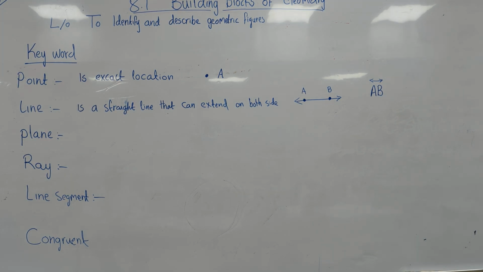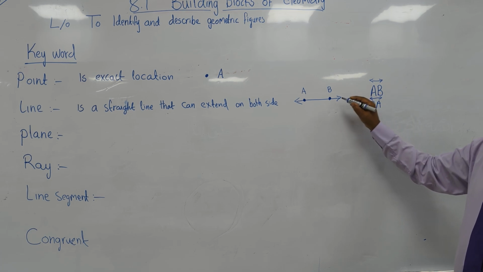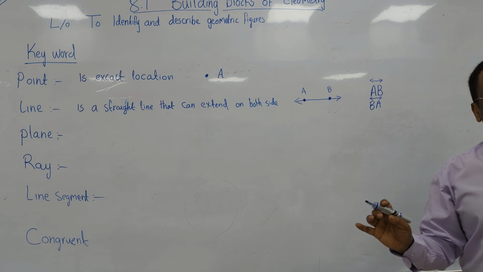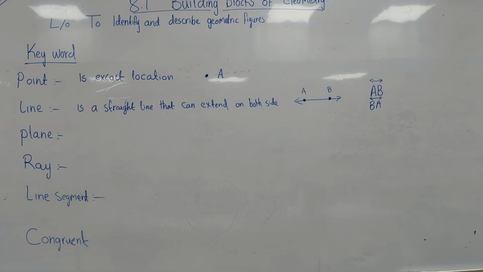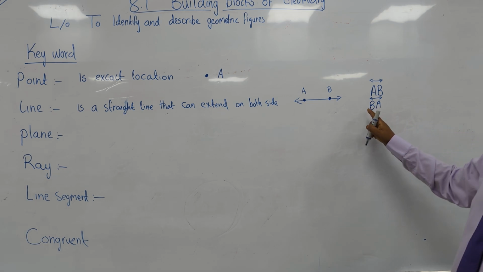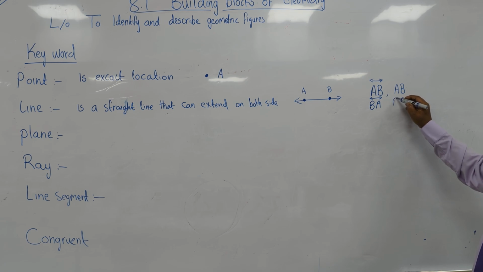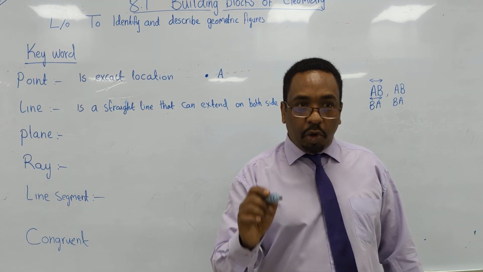Does that make sense, boys? Yes. So this is AB. Remember, we can also write this AB as BA, because that means we can start on both sides. We can start from here to here, or from here to here. That's why we say BA or AB. Both of them are the same. Does that make sense? Yes. Good. Sometimes we don't have to write AB with a line on top. We can just write AB. This will also represent the line AB, or the line BA. All those representations are the same. Are we all happy with that?